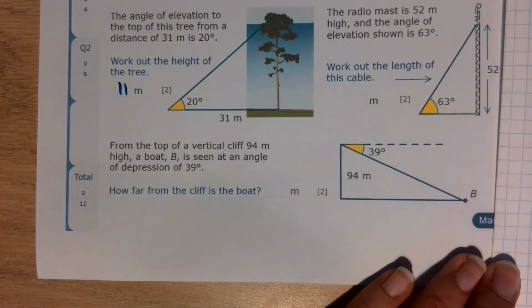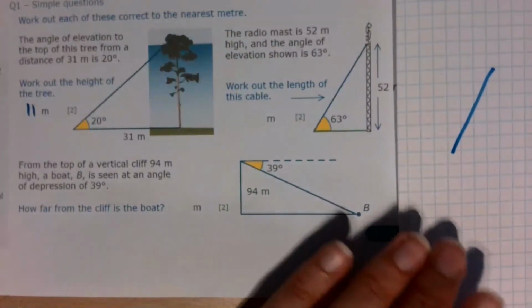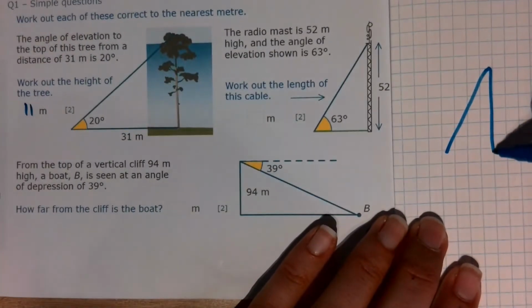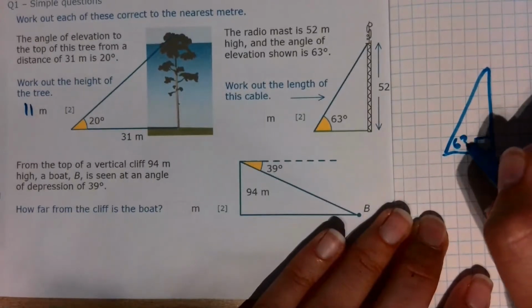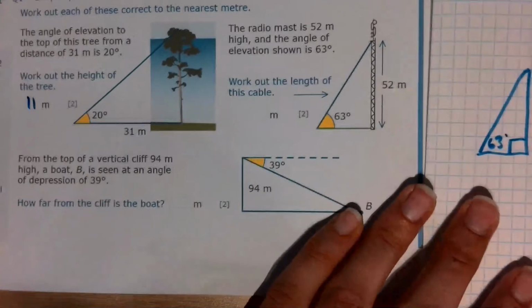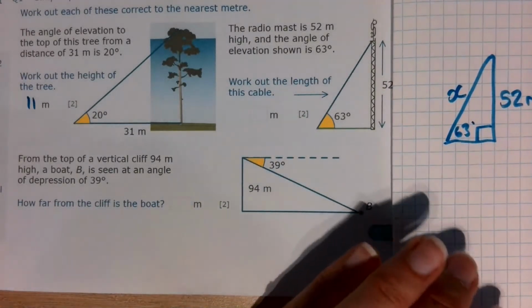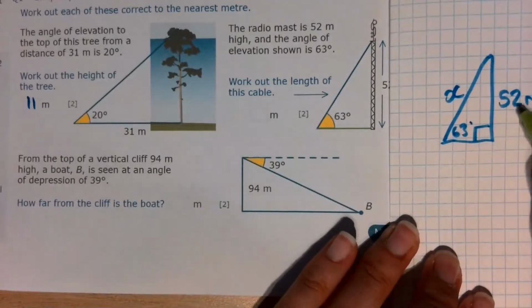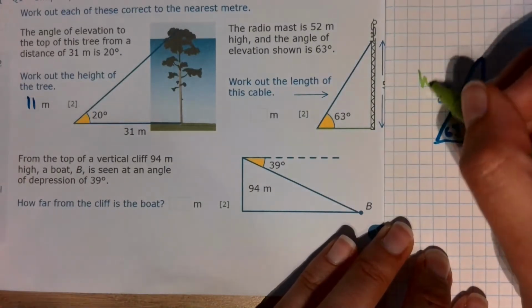The radio mast is, and so on. Work out the length of the cable. So draw yourself your triangle. Oh, I just realised you can't see what I'm drawing. Draw yourself your triangle. Hopefully your triangle is slightly better than mine. I know it's a right angle triangle, it's got 63 degrees. It tells me this is 52 metres, and I'm interested in the length of the cable. That's my x. So label your sides. 52 is opposite the marked angle, and x is the hypotenuse side.